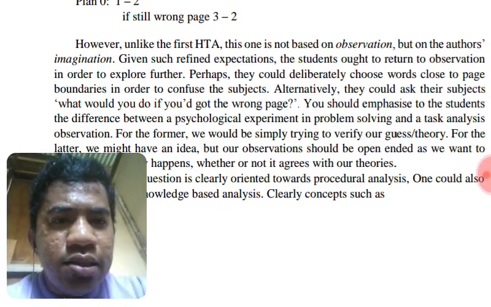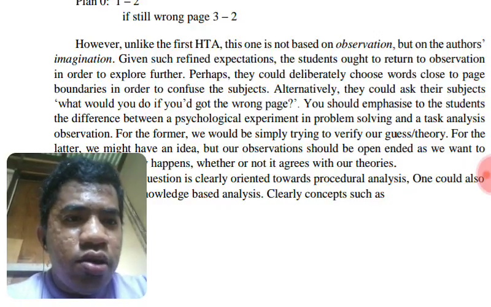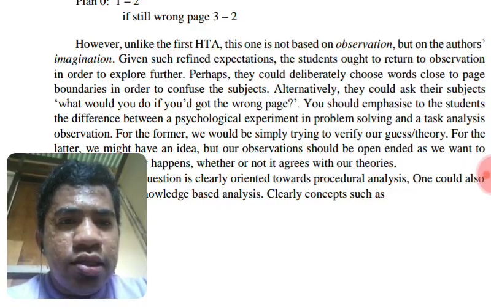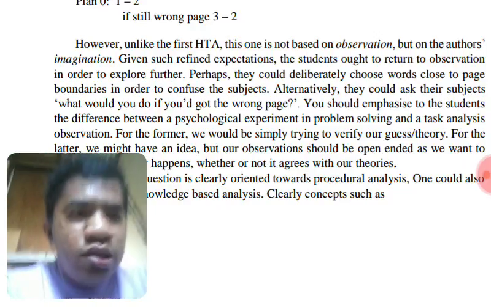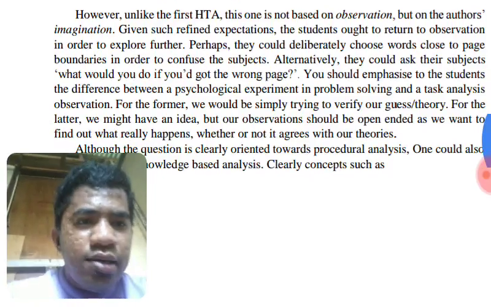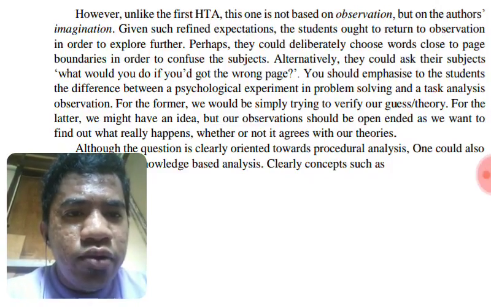However, unlike the first HTA, this one is not based on observation, but on the author's imagination. Given such refined expectations, the student ought to return to observation in order to explore further. Perhaps they could deliberately choose the page boundaries in order to confuse the subject. Alternatively, they could ask the subject, what would you do if you got the wrong page?